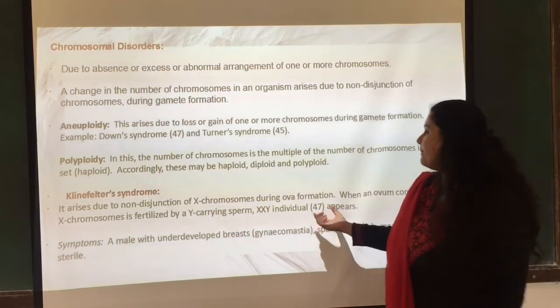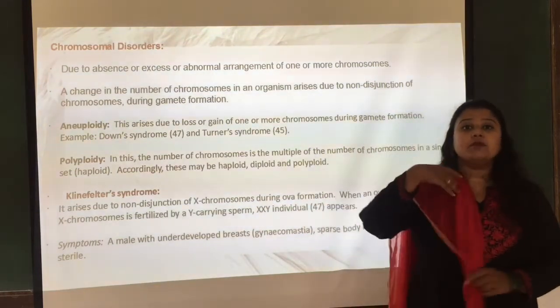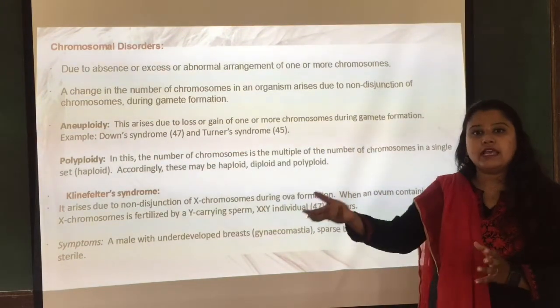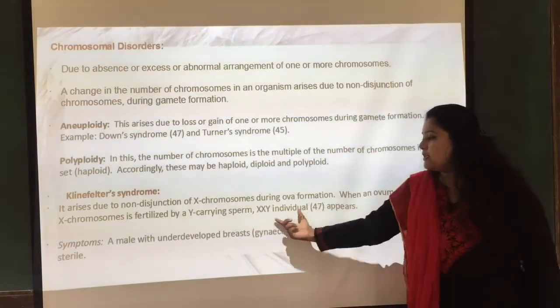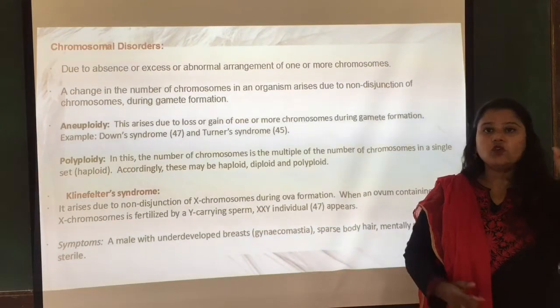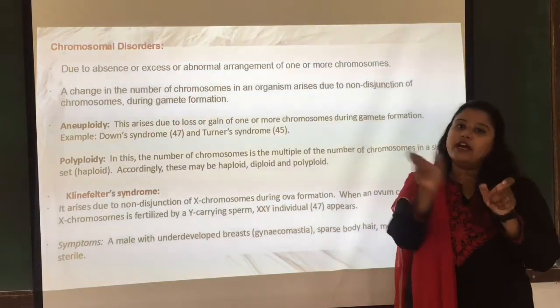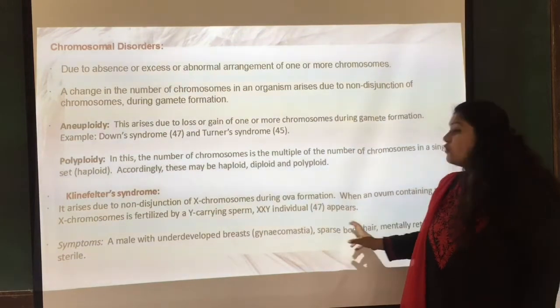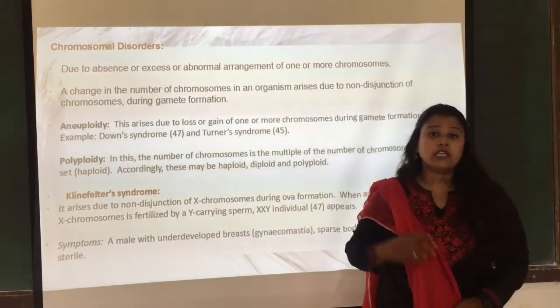For this reason, what happens? The particular ovum is having both the X. So now the ovum is having both the X. Now from the male, that is from the sperm, what is going to come? Y. So already 2 X are there and 1 Y is added. So it forms an XXY individual and it appears to be the total number of chromosomes as 47.